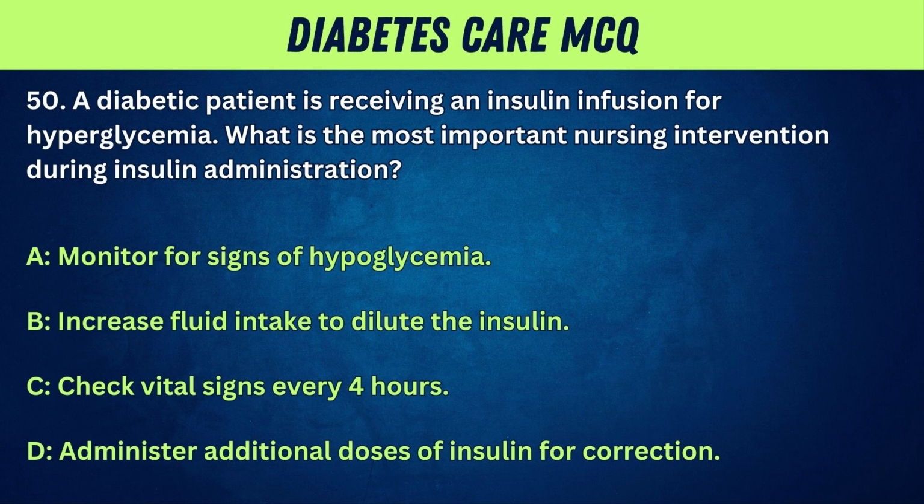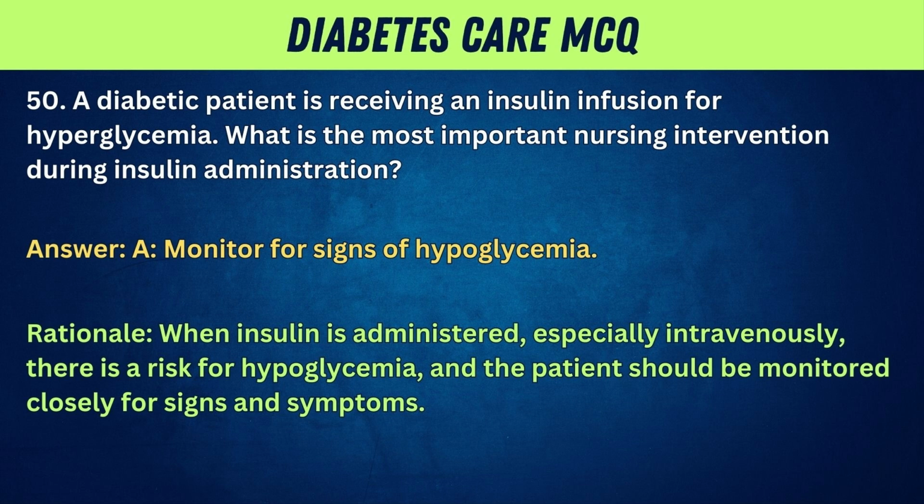50. A diabetic patient is receiving an insulin infusion for hyperglycemia. What is the most important nursing intervention during insulin administration? A. Monitor for signs of hypoglycemia. B. Increase fluid intake to dilute the insulin. C. Check vital signs every 4 hours. D. Administer additional doses of insulin for correction. Answer: A. Monitor for signs of hypoglycemia.